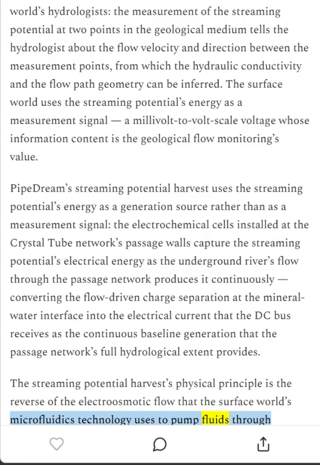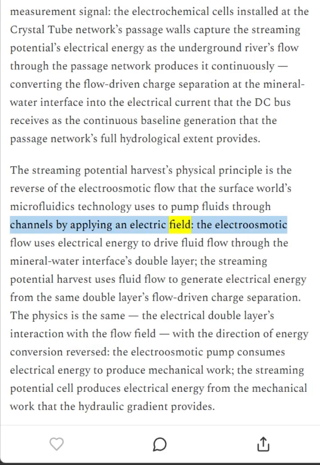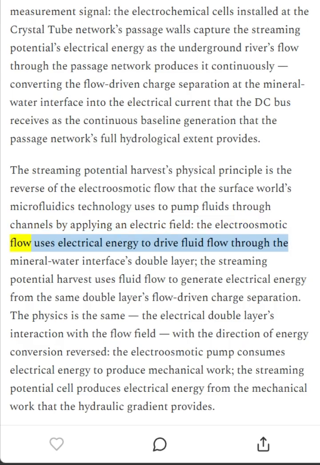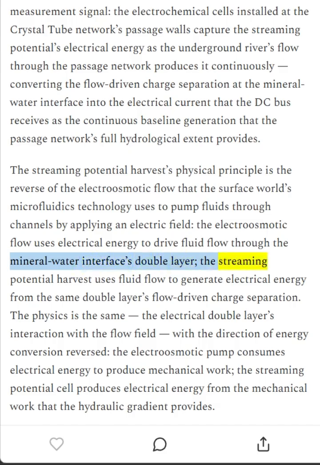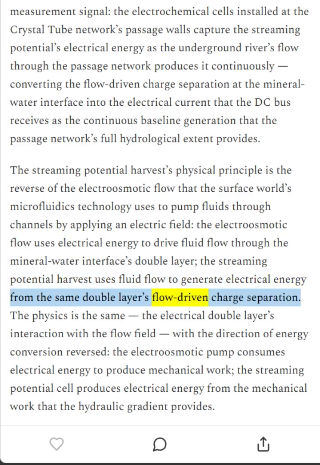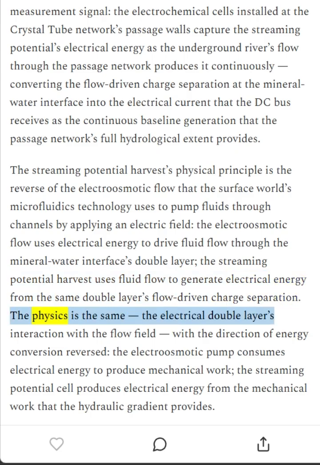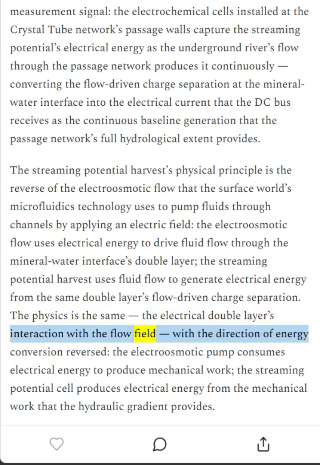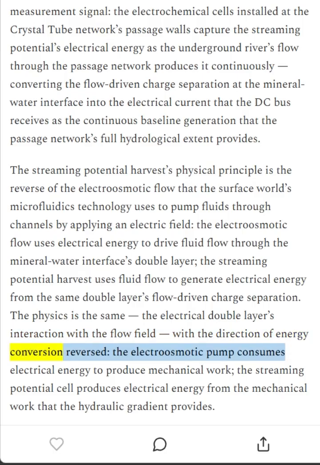The streaming potential harvest's physical principle is the reverse of the electroosmotic flow that the surface world's microfluidics technology uses to pump fluids through channels by applying an electric field. The electroosmotic flow uses electrical energy to drive fluid flow through the mineral water interface's double layer. The streaming potential harvest uses fluid flow to generate electrical energy from the same double layer's flow-driven charge separation. The physics is the same. The electrical double layer's interaction with the flow field, with the direction of energy conversion reversed.